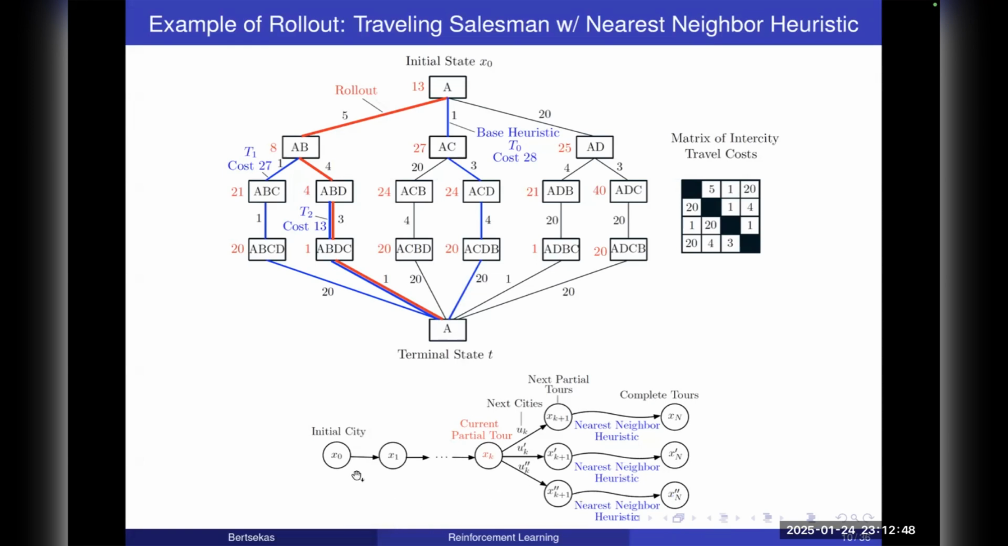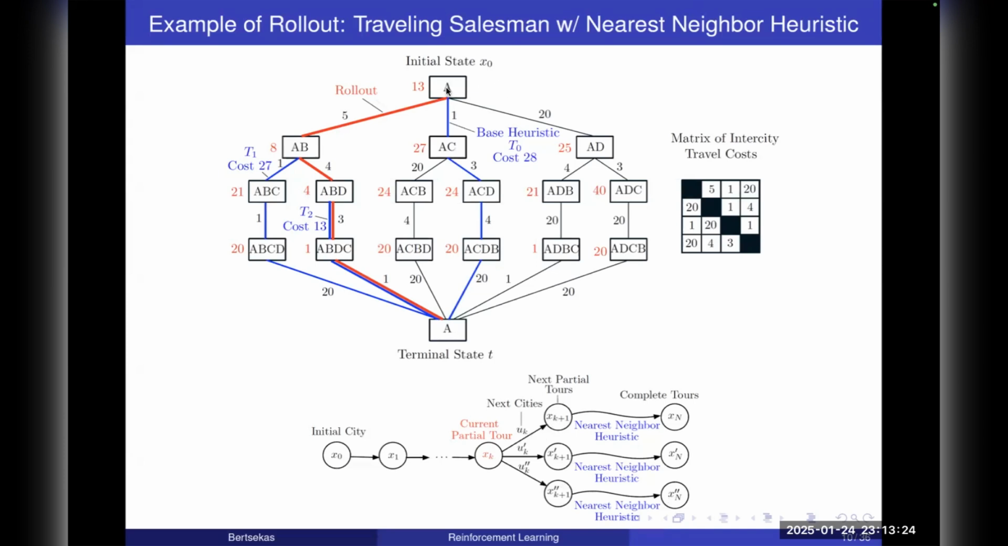The illustration is given here. We start at the initial city, and after reaching this state, traversing all these cities, we look at all the possible next cities, and from each one, we run the nearest neighbor heuristic, and we compare these three trajectories in terms of their cost and go to the next city that corresponds to the best trajectory. So let's illustrate the nearest neighbor heuristic and the rollout algorithm that's based on it.